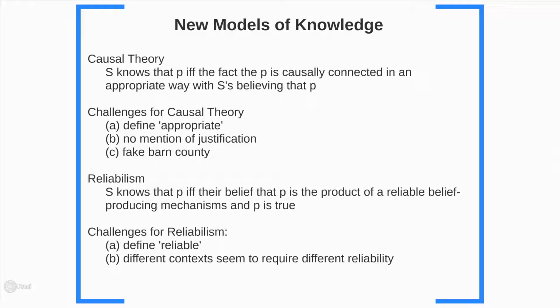So there are a couple of new models of knowledge that have come up from this. So there's the causal theory of knowledge. S knows that P if and only if the fact that P is causally connected in an appropriate way with S's believing that P. So I only count as knowing that their dog is outside, or that they have a dog, right? If the fact that their dog is outside is causally connected in an appropriate way with me believing that P. Now, a lot of the causal theory is going to depend on this appropriate way idea.